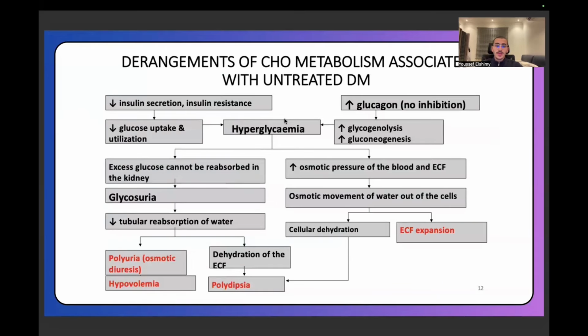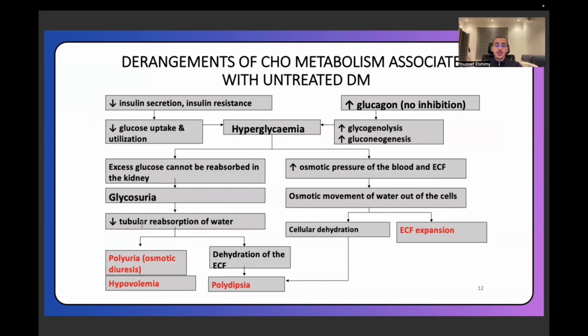As a consequence of hyperglycemia, there would be excess glucose in the blood that cannot be reabsorbed by the kidney. Then the glucose would be excreted in the urine. This is a condition called glucosuria, and with glucose in the urine, it would lead to decreased tubular reabsorption of water, because with sugar, water follows.